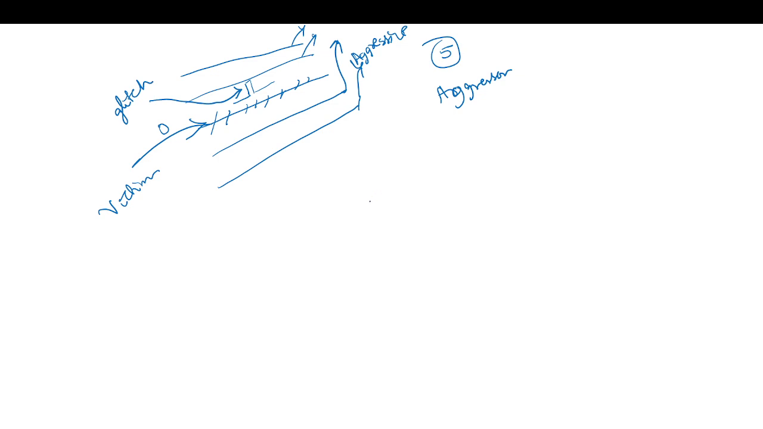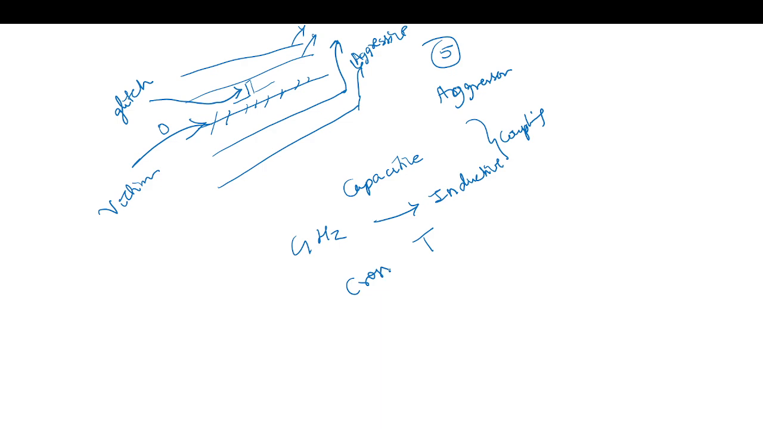When we have high frequency, like normal operation, we have a capacitive coupling, and say in the gigahertz range of high frequency, there starts the inductive coupling also. This leads to crosstalks also.